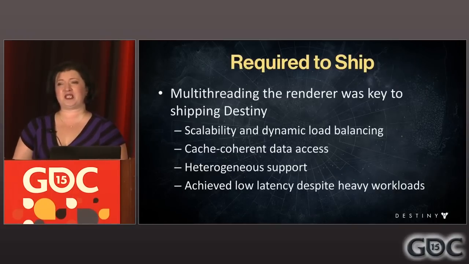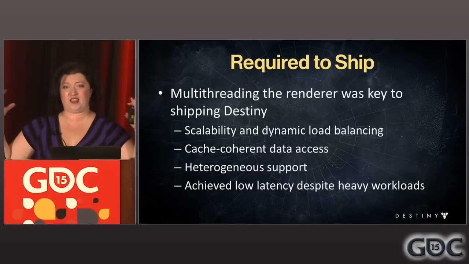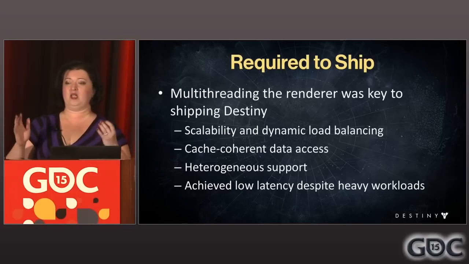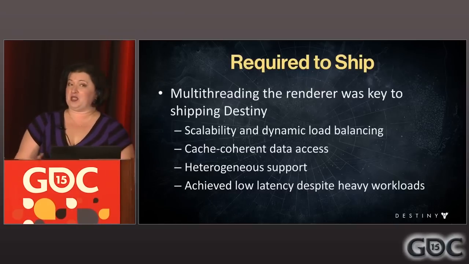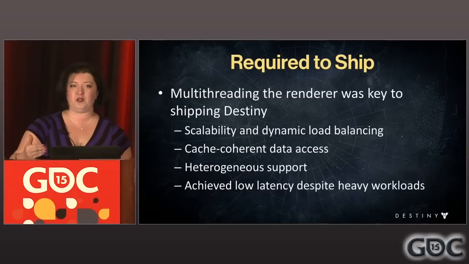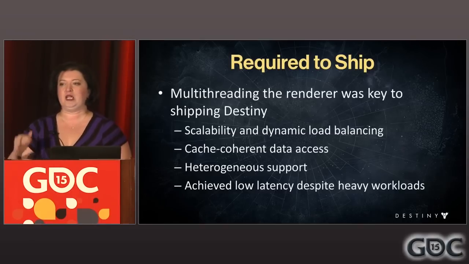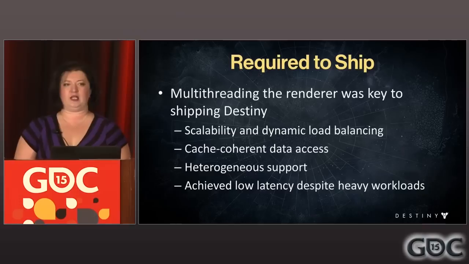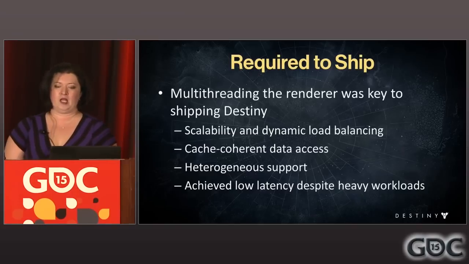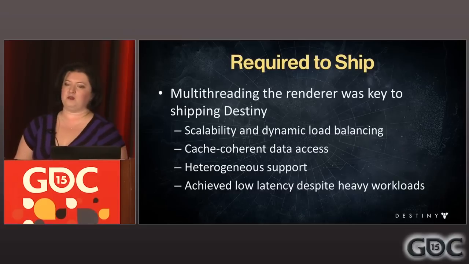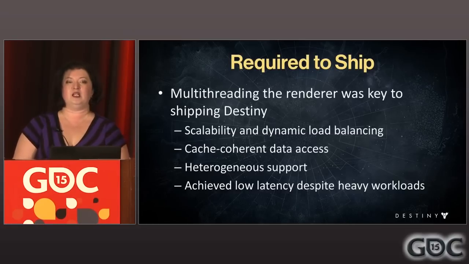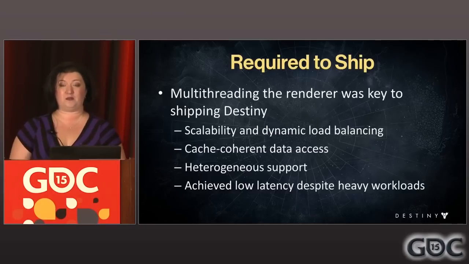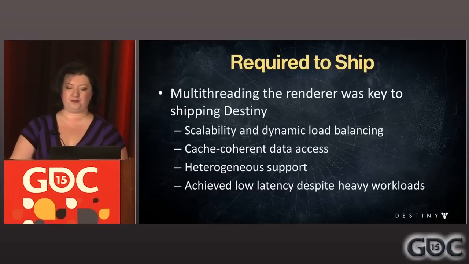Now, multi-threading the renderer was key to shipping Destiny. You saw that thick wall of occupancy on PS3. We wouldn't be able to support some of these more challenging platforms. Now, we can use this kernel processing and actually extend it in the future if we have some spare GPU to run on the compute units. We already have kernel processing. Of course, we don't really have spare GPU, but if we could, we would. And so the architecture, scalability, dynamic load balancing, cache-coherent data access, and heterogeneous support is what allowed us to achieve low latency despite very heavy workloads across the board.